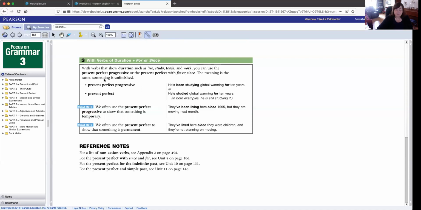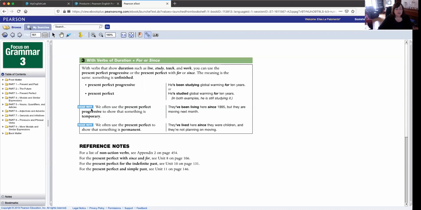Something is unfinished. In present perfect progressive, we can say he has been studying global warming for 10 years. Here we're using present perfect progressive. He started to study global warming 10 years ago, and he is still studying it. Or he has studied global warming for 10 years. And this also means he is still studying, because we're using present perfect tense, okay? If we were to use a simple past tense here and say he studied global warming for 10 years, that means he no longer is studying global warming, okay?